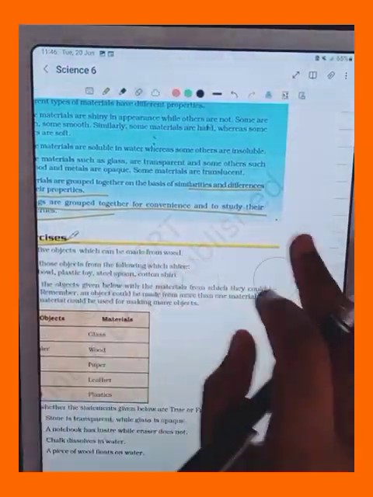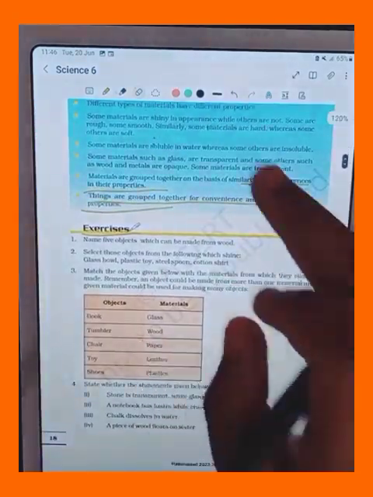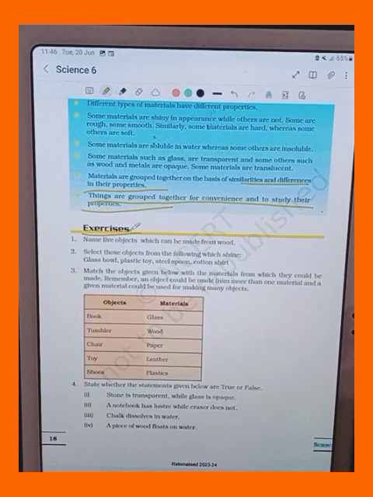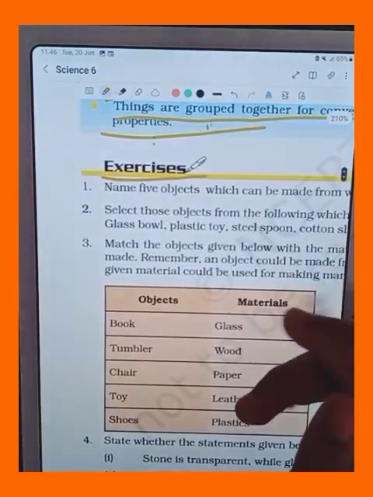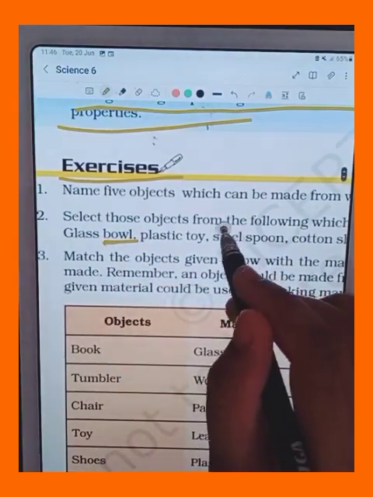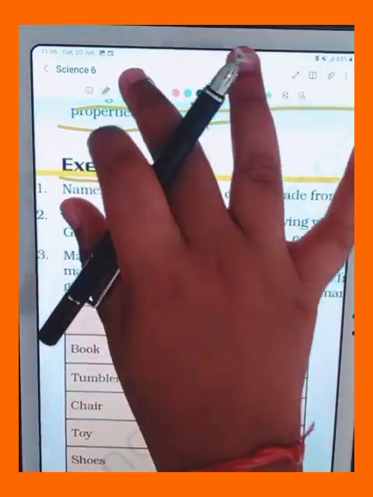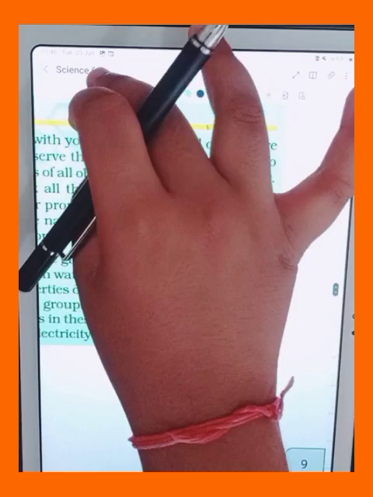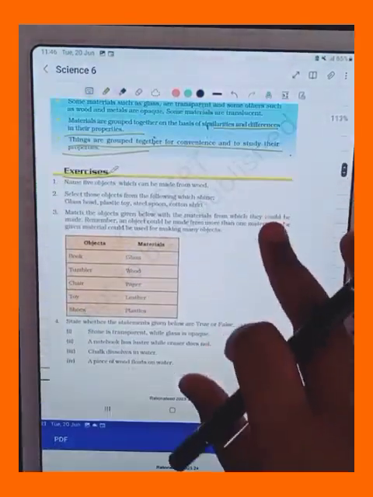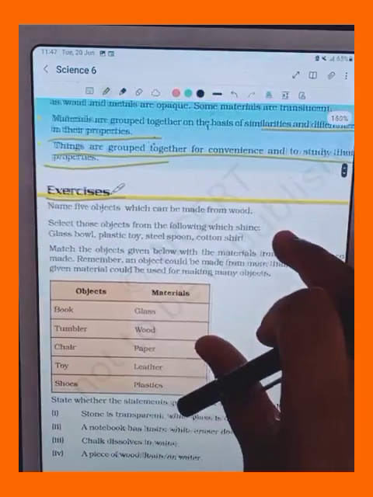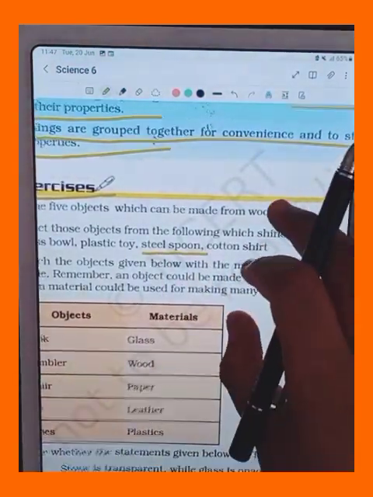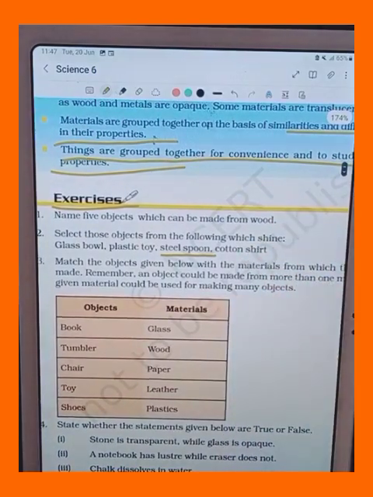Select those objects from the following which shine. A glass bowl shines. Plastic toys don't. Only the steel spoon shines.